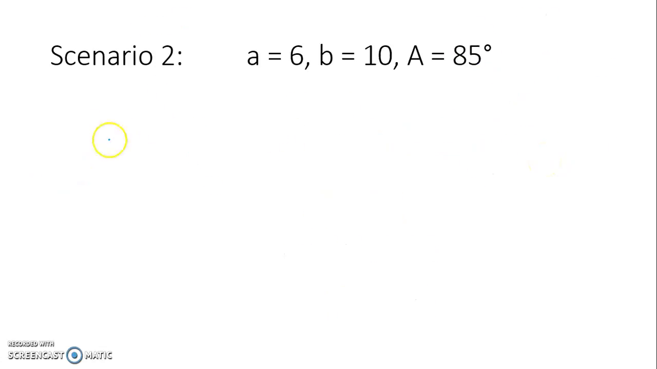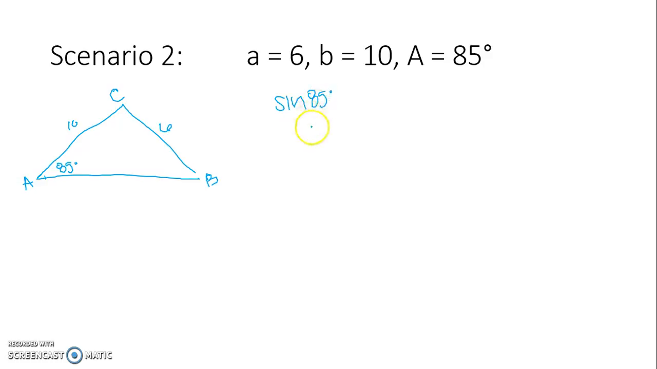So, another scenario. I still have that triangle. This time I know that side A is 6, side B is 10, and angle A is 85 degrees. I know an angle and the side across from it, so I'm going to start with law of sines. Sine of 85 over 6 equals sine of angle B over 10.